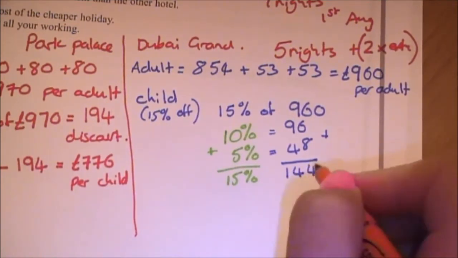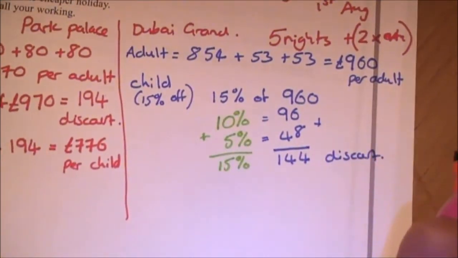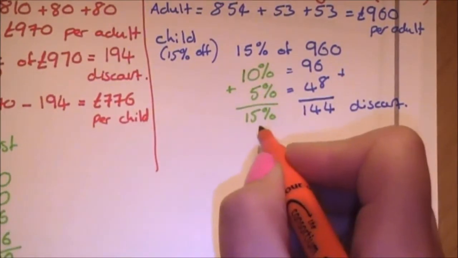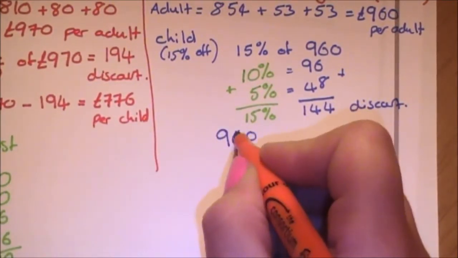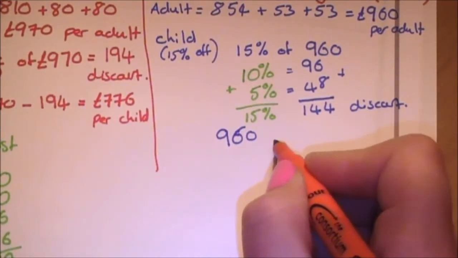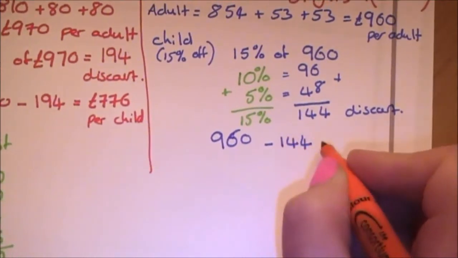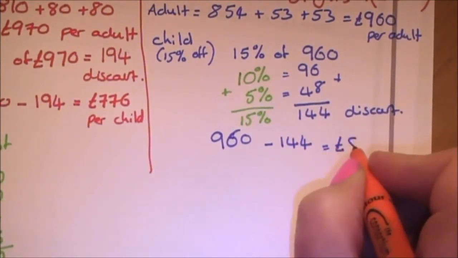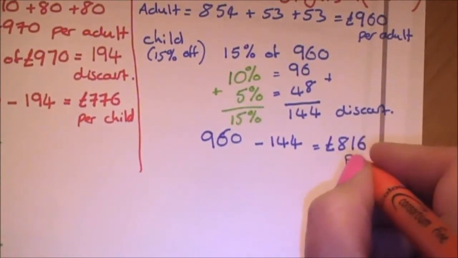144. Now that's not the cost of the child, that is the discount. So I need to take the adult price, which was 960, and I need to subtract the £144 child discount, and that's going to leave me with an £816 price per child.